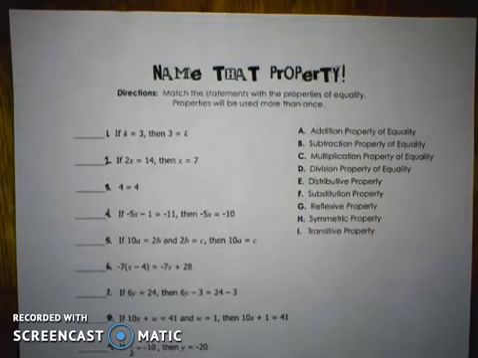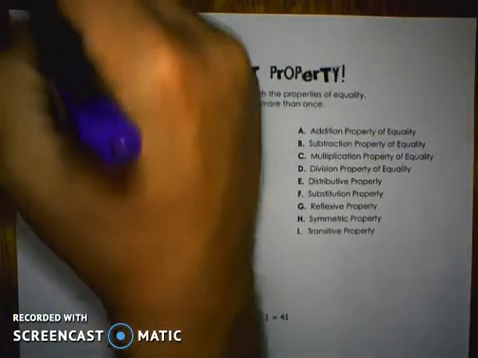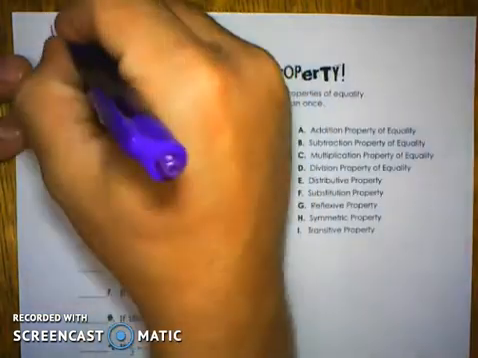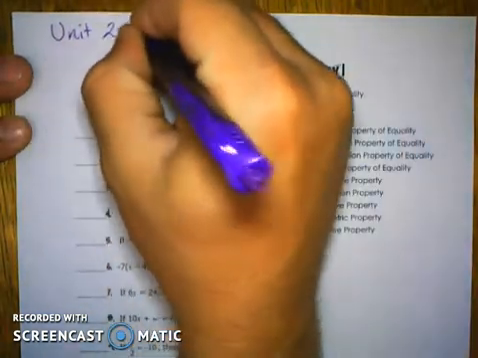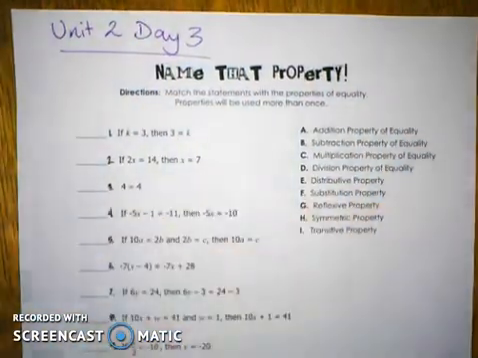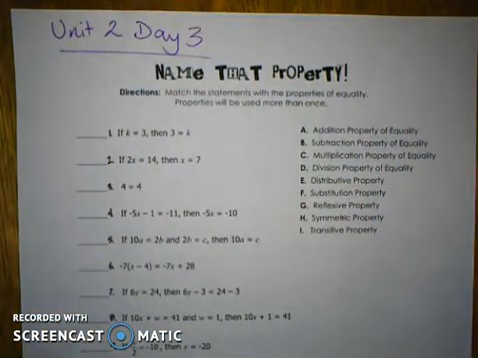Alright, here goes with our lesson video for Unit 2, Day 3. In fact, if you want to go ahead and write that at the top of this page, we're going to start off with the name that property. Okay, Unit 2, Day 3. We're going to get to something called geometric proofs, and we're going to talk about segment proofs in this lesson.